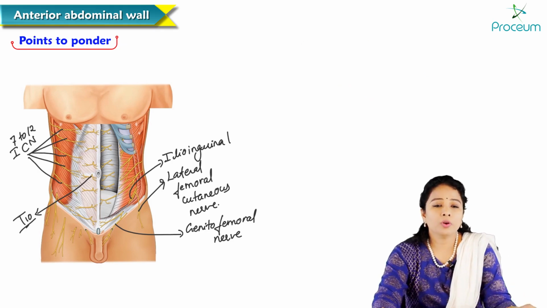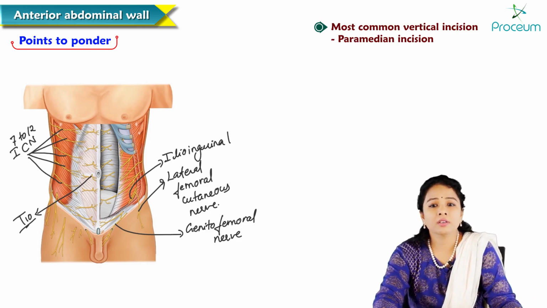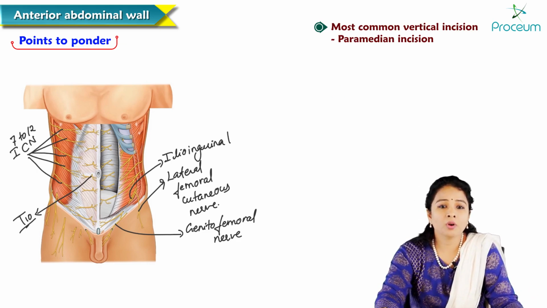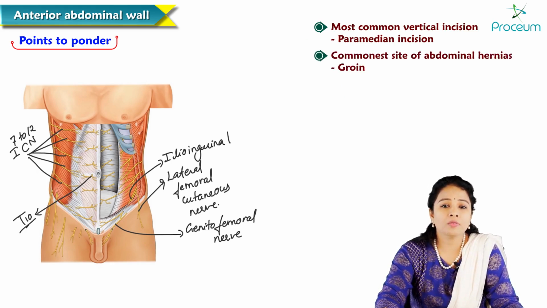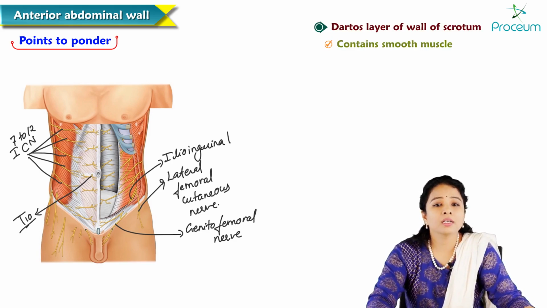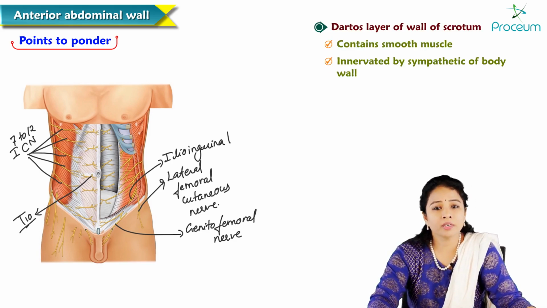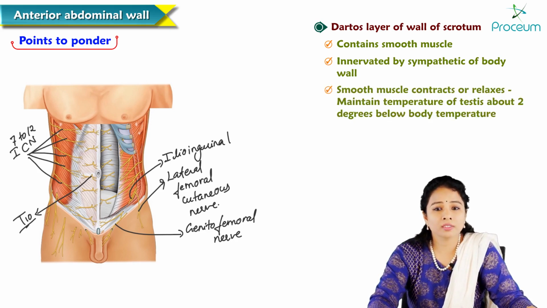So points to ponder: most common vertical incision given in the anterior abdominal wall is the paramedian incision. The commonest site of abdominal hernias is the groin. The dartos layer of the wall of the scrotum contains a smooth muscle innervation of the body wall. So the smooth muscle contracts and relaxes to help maintain the temperature of the testis about 2 degrees below the body temperature.